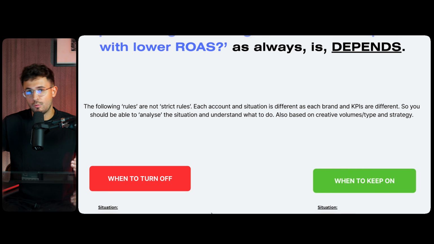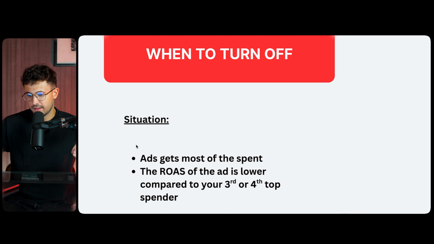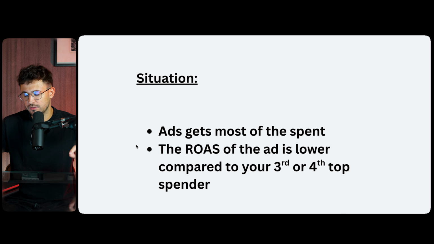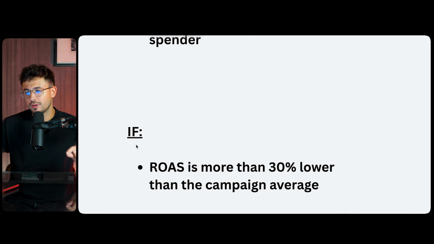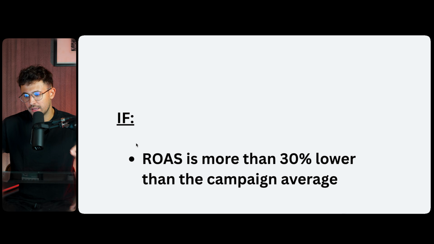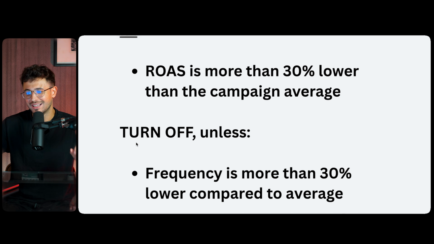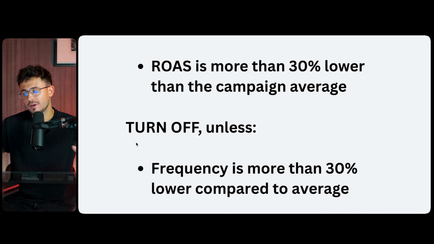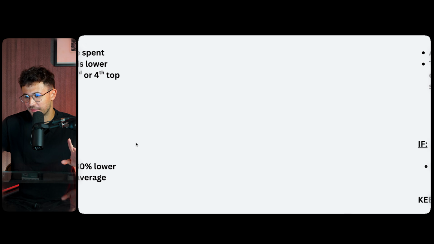Now let me go back here. When to turn off and when to keep on. The situation is quite simple. Let's think about this situation here. Ads get most of the spend. The ROAS of the ad is lower compared to your third or fourth top spending ad. If the ROAS is more than 30% lower than the campaign average, turn off, unless the frequency is more than 30% lower compared to the average. I will show an example, no worries. You might be confused, but I'm going to show an example.